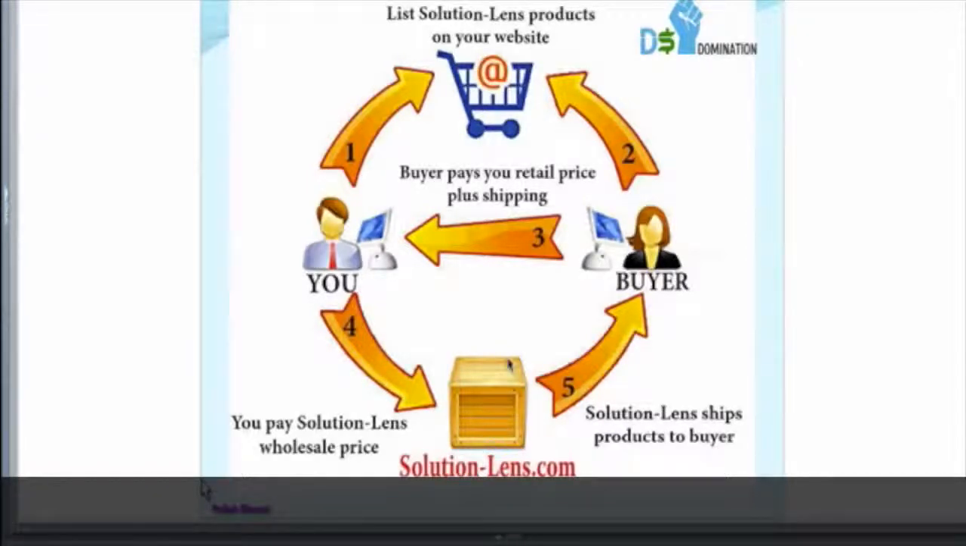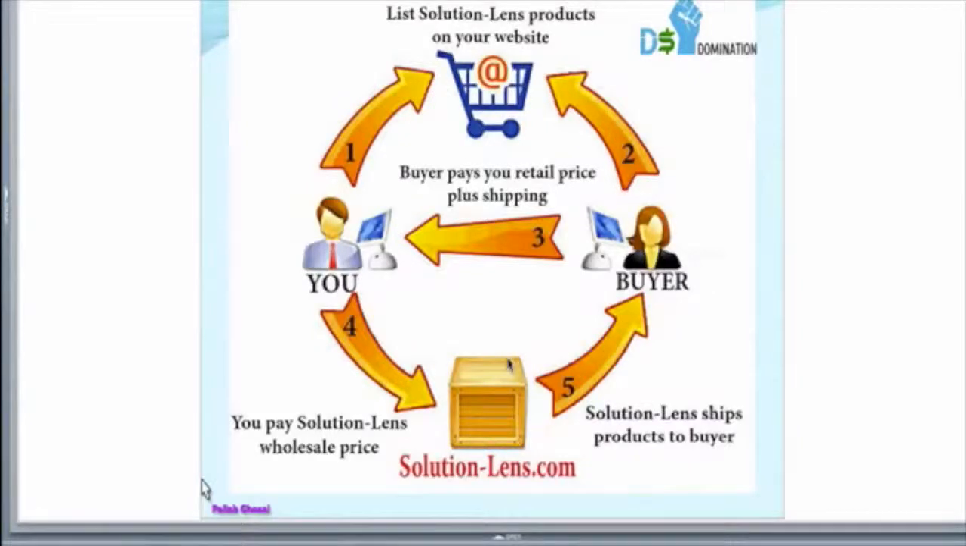Any buyer who searches in Google or Bing or Yahoo that they want to buy a contact lens or a pair of glasses will come to your website. If your website is ranking well, they will come to your website and then buy the product. Once they buy, the buyer, arrow number 3, will pay you the retail price plus shipping cost.